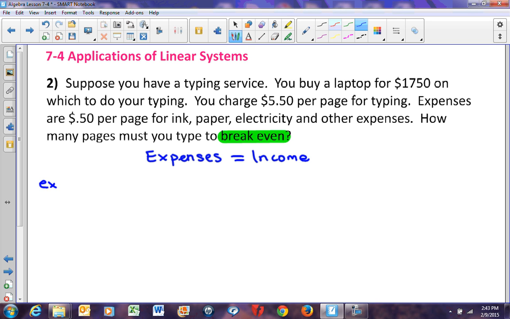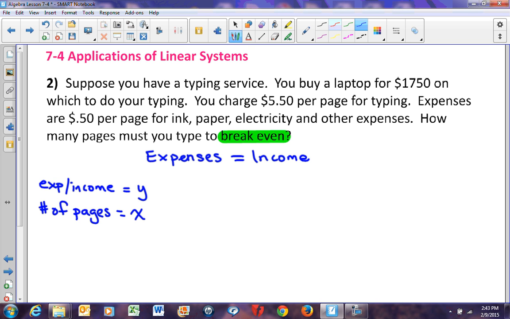So my expenses or my income equation. There's always an equation based upon expenses or income. That's going to be equal to my y. Okay, or x, it doesn't really matter. I'm going to make it equal to y. And I'm going to let the number of pages equal my x. So the number of pages I type is going to equal x, and my income or my expense is going to equal y.